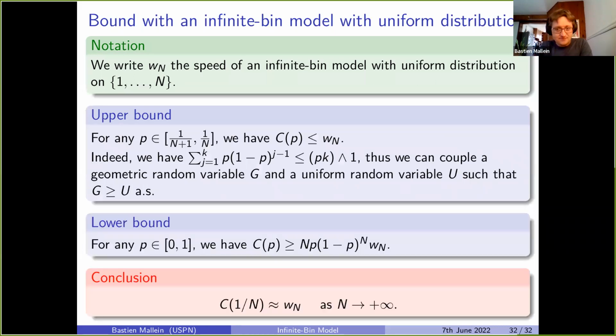I put way too many details, but the idea is that if you write W_n, the speed of the infinite bin model with uniform distribution on the integers between 1 and n, then W_n will behave like e to the minus pi squared over 2 log n squared, something like this. And you have a connection between C of p and W of the integer part of 1 over p. So that's why you have this e times p times 1 minus pi squared over 2 log n squared. That's more or less the connection.